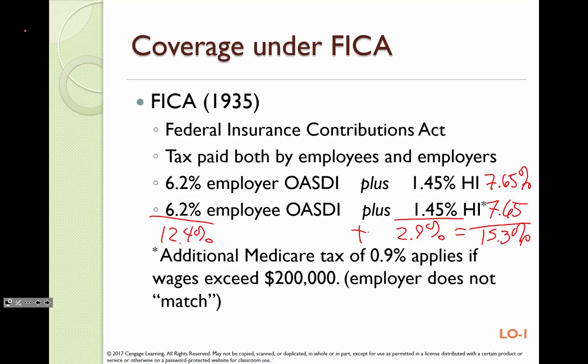And then we've got this, actually that's only if you're single. If you're married filing joint, the 0.9 doesn't kick in until what? 250. Good. And the employer does not match that, do they? That's only an employee tax.